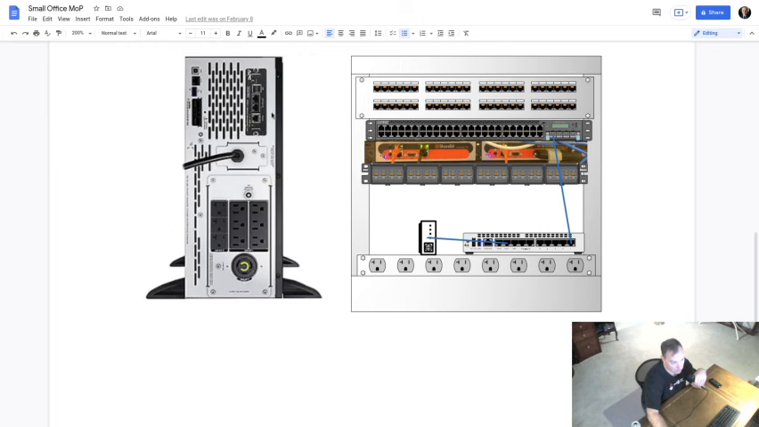I also always buy UPSs that have a management Ethernet port, because the Ethernet port allows you the ability to look administratively into the health of the UPS. These devices, the batteries, have a shelf life typically of 3, 4, maybe 5 years. So you do need to keep an eye on that, and it's much easier to do so remotely if you have a management interface.